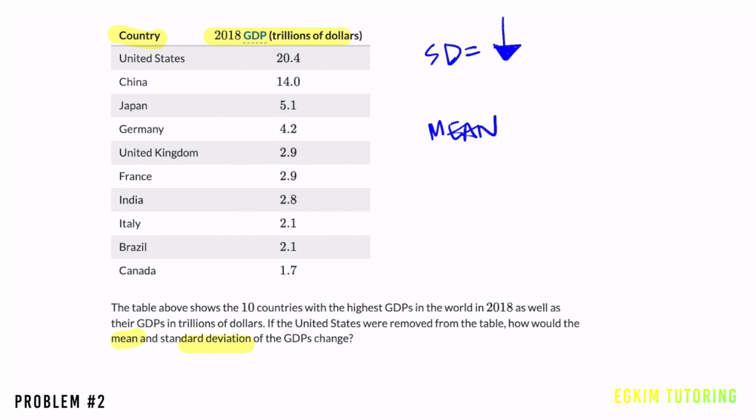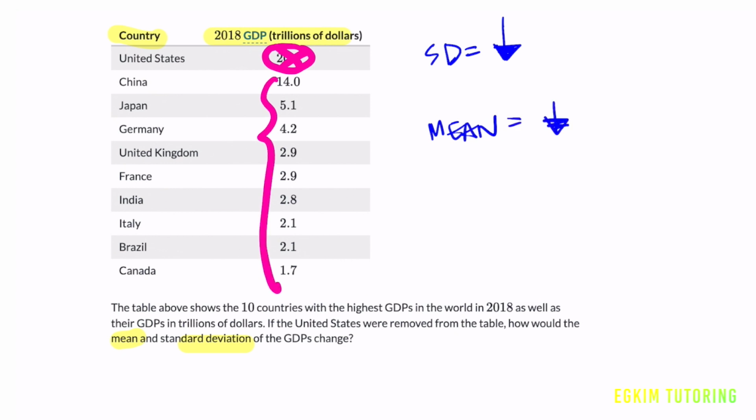Let's talk about the mean. So this 20.4 is really big. It's almost like dead weight. And what it does is it pulls the mean towards its side. So if you got rid of it, that means that there's no pull and the mean is only being calculated by these numbers. So the mean is also getting smaller, or in other words, is also decreasing.